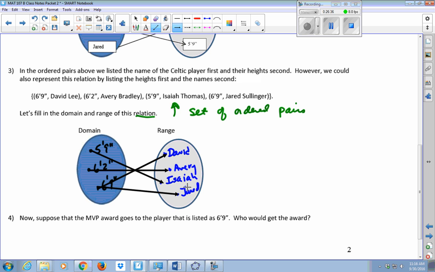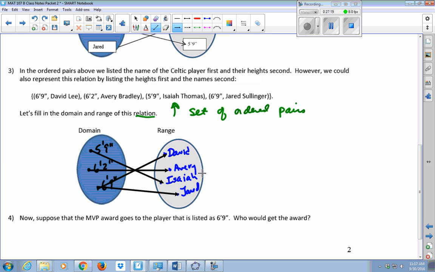Okay. All right, so now let's play a little game. Suppose last year the Celtics won the NBA championship, which we know they didn't, but we'll just play. And I've been handed the MVP, which stands for the most valuable player award. And I walk into the locker room to hand it to the player who won the MVP. But all I know about the player is that they're 6'9". Who would get the award? Either. But I need to know who to give it to. Who do I give it to? Nobody. I'm kind of out of luck here, aren't I, right?